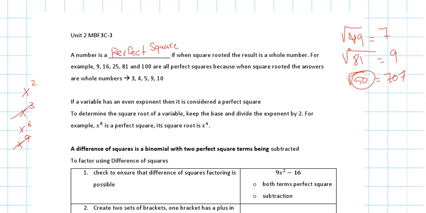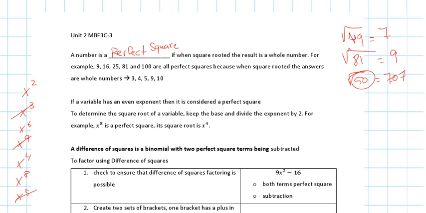How about x to the power of 4? How about x to the power of 8? How about x to the power of 5? No. So what's common between x squared, x to the 6, x to the 4, x to the 8? They're even exponents. If you have even exponents on the variable, then it is a perfect square.